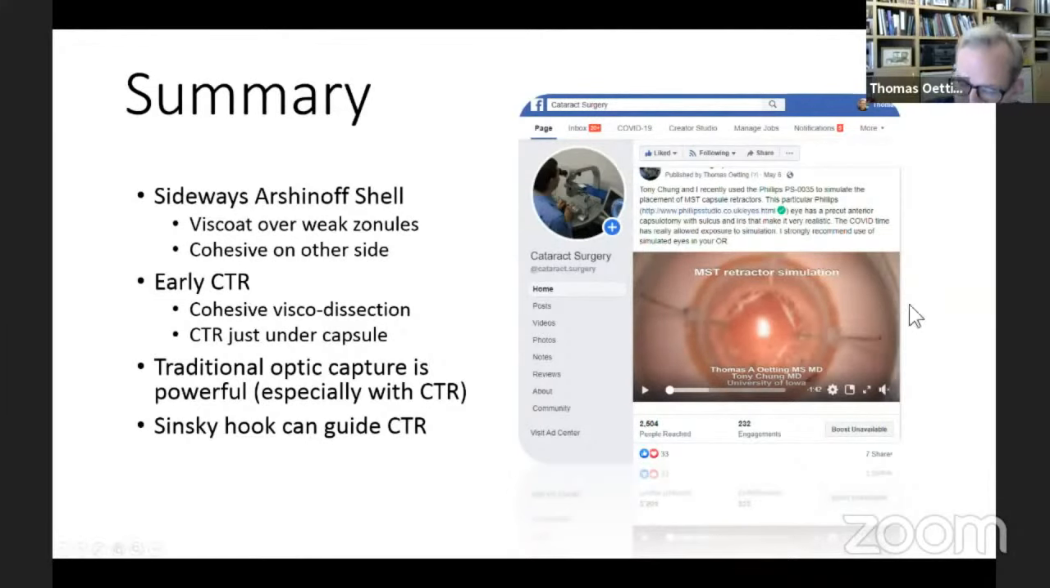And you can take them into your operating room and you can practice. And so you can practice MST retractors, or practice a capsular tension ring, or practice one of Dr. Ahmed's capsular tension segments. You can practice the small instruments that we've been talking about all morning in these simulated eyes in your operating room. It's a very powerful way to practice and get good before you take these patients to your operating room.